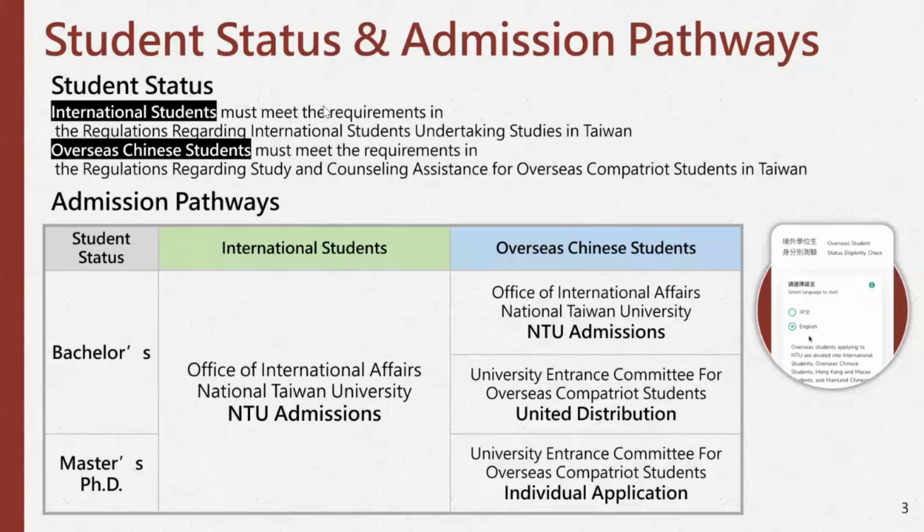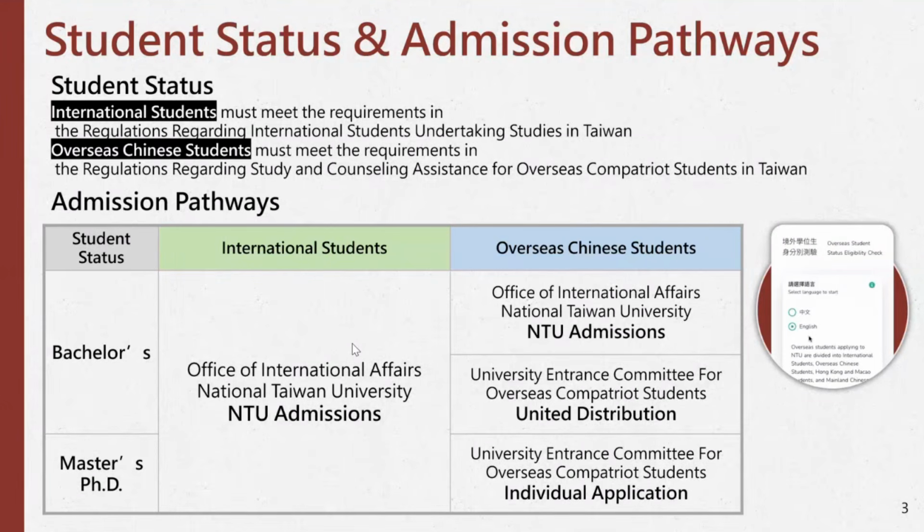Okay, here is to show you that we have different application channels. By using this small tool and answering some questions, you can tell whether you are qualified as an international student or an overseas Chinese student. For international students, you can directly apply to NTU through the OIE office.